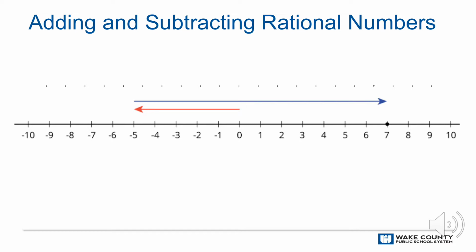The first number is represented by an arrow that starts at 0 and points 5 units to the left. The next number is represented by an arrow that starts directly above the tip of the first arrow and points 12 units to the right. The answer is 7, because the tip of this arrow ends above the 7 on the number line.